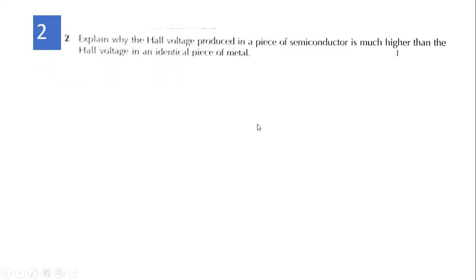Okay, good. Number 2. Explain why the Hall voltage produced in a piece of semiconductor is much higher than the Hall voltage in an identical piece of metal. Same metal, same size, same dimension as the semiconductor. Why is the Hall voltage in the semiconductor greater?